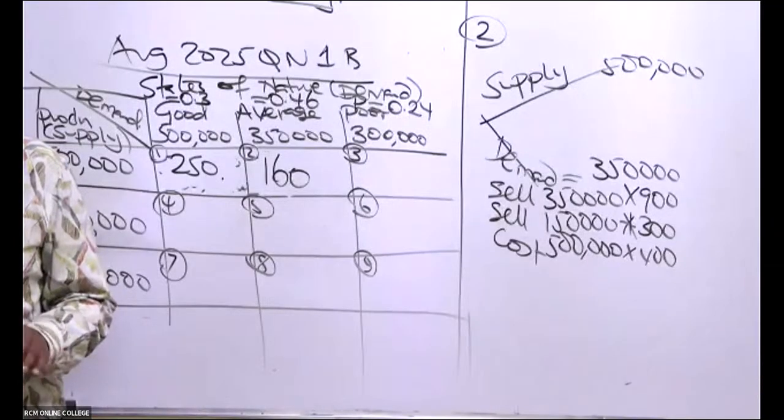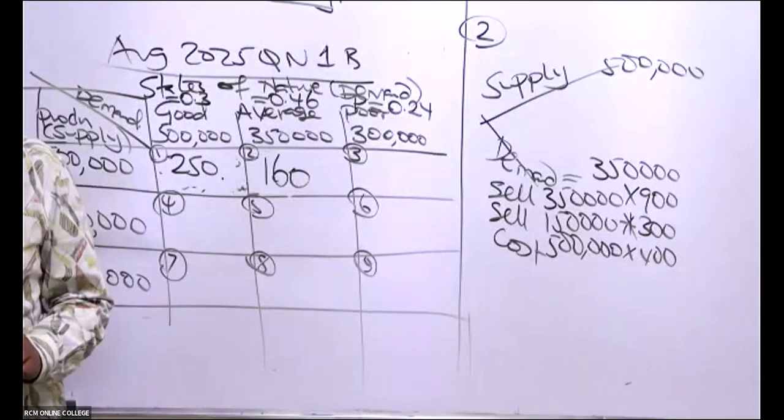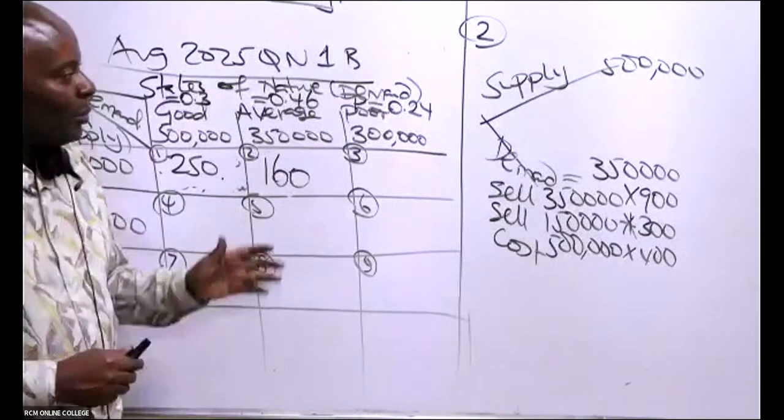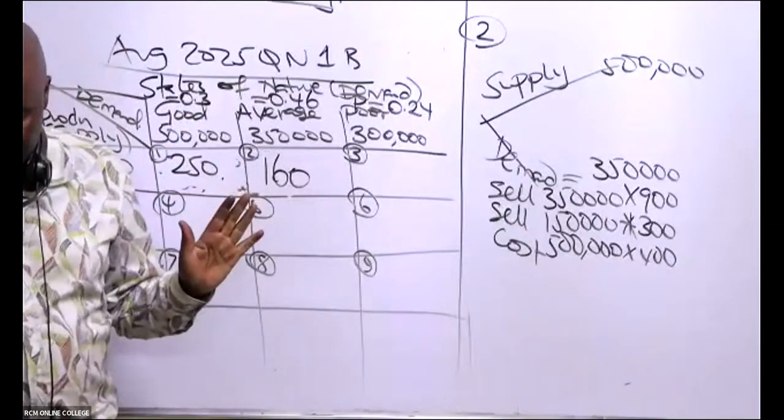Just imagine it's all about it. Have you divided by 1 million? Show you're dividing by 1 million. Whatever answer you get, you divide by 1 million because our payoff is in shillings millions.